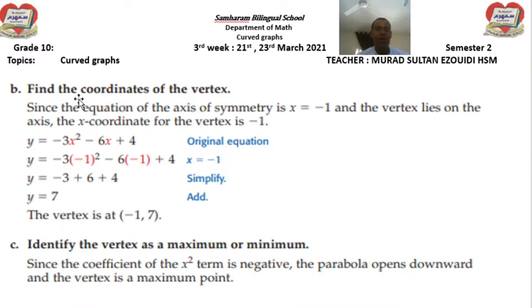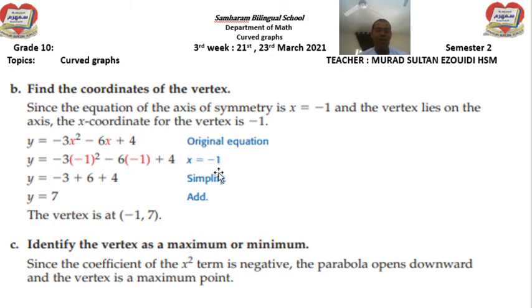Here, find the coordinates of the vertex. Now for the turning point, we see if it is maximum or minimum. Since the equation of the axis of symmetry is x equals negative 1, and the vertex lies on the axis, the x coordinate of this vertex is minus 1. So you need, my learners, to find just the y value when x equals negative 1. Move to your original equation, y equals negative 3x squared minus 6x plus 4. This is the original equation.